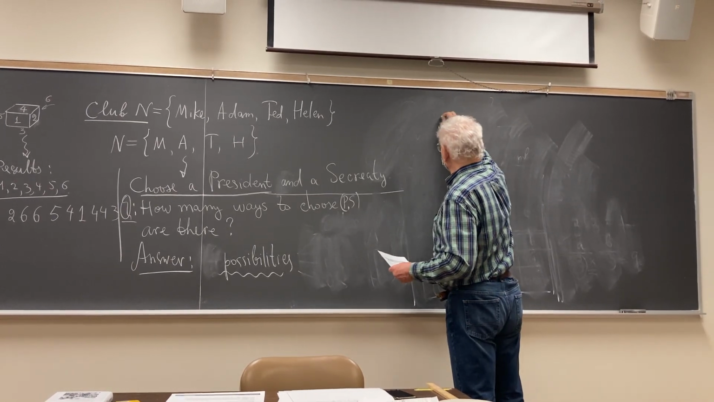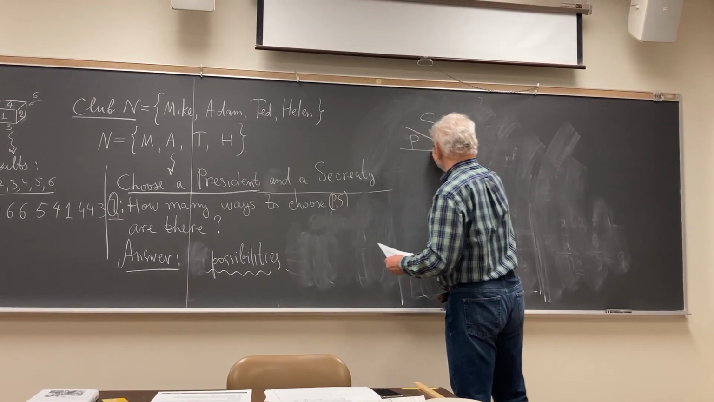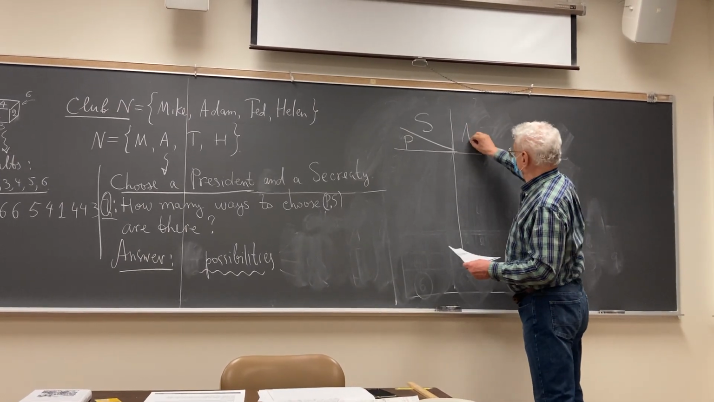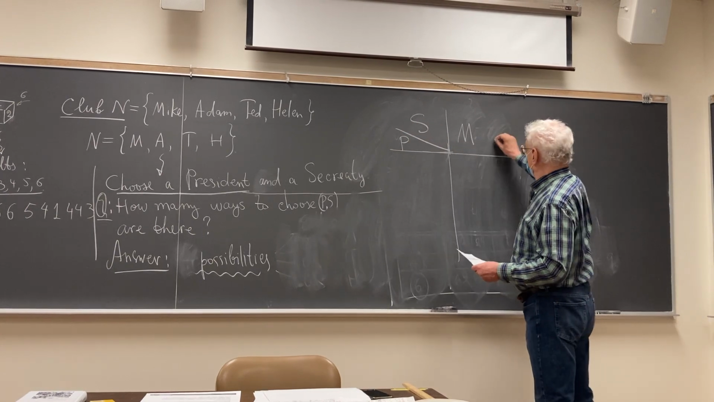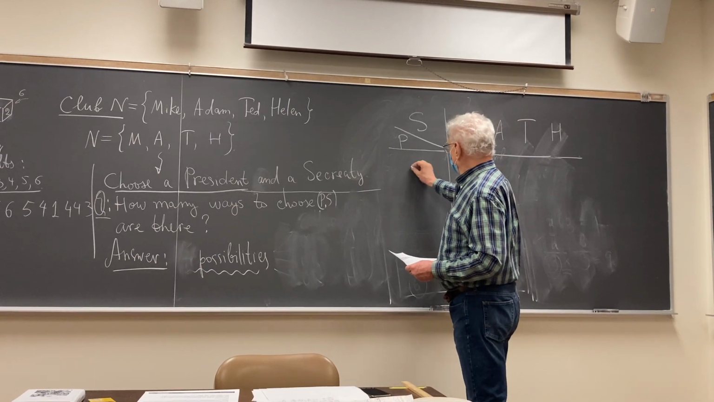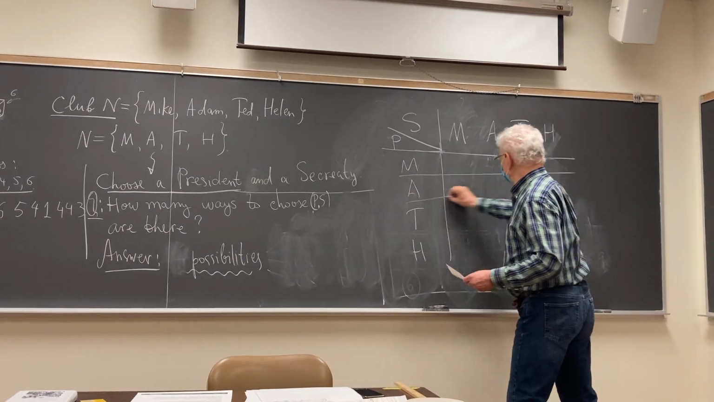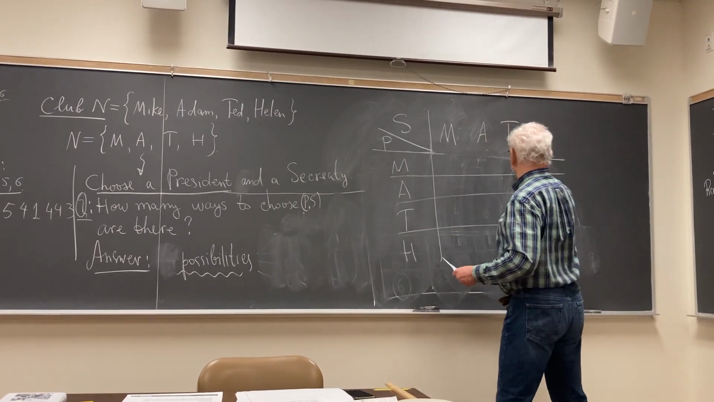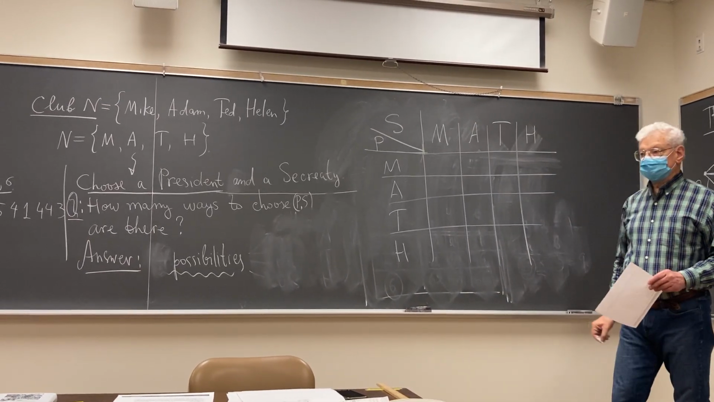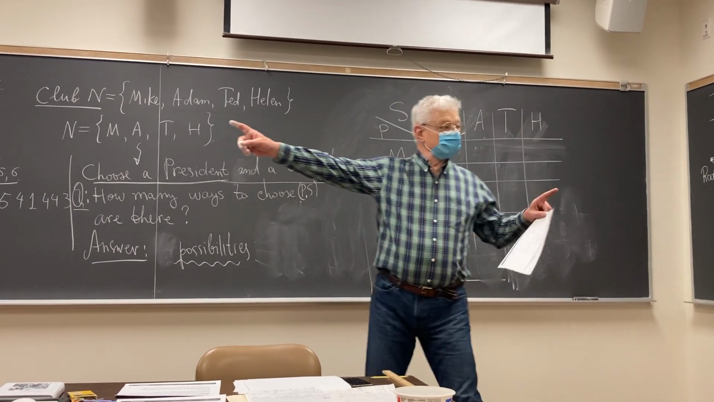Now let's solve it exactly the same way as we solved the previous problem. So we have secretary S and president P. Okay. So secretary could be Mike, Adam, T, or H. Now president could also be M, A, T, H. So the question is, what is the number of possibilities? It's a little bit different story. We have a restriction here, unlike in the 2 previous problems we solved.